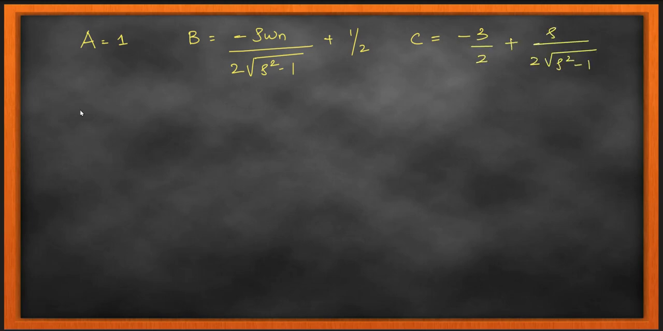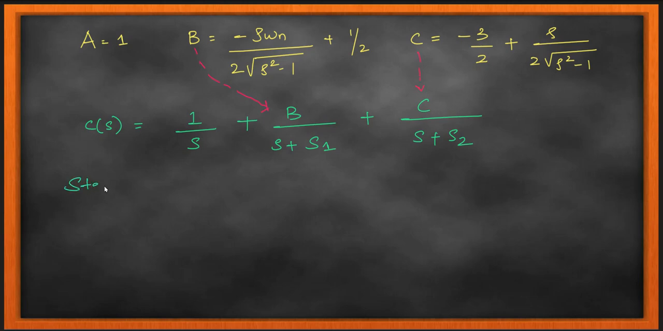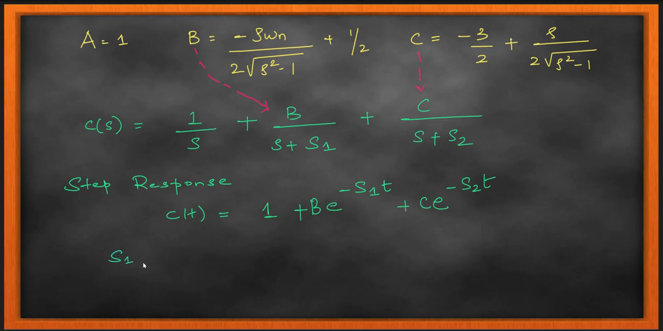Good. So now that is your B and C in terms of zeta and omega n, and that is the simplification you have to do, and then you don't have to further do it here. So for the step response, I can write my c(t) to be, because I know there is a direct inverse existing for these fractions: 1 by s is 1, 1 by s plus s1 is e to the power of minus s1 t, and 1 by s plus s2 is e to the power of minus s2 t. So I have these fractions, and I'm just keeping it as b and c, but I know my b is that and my c is this, and I know what s1 and s2 are.